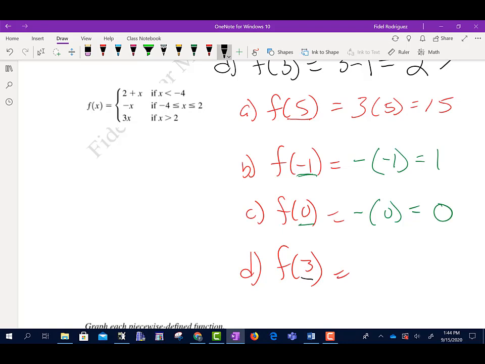Is 3 smaller than -4? No, it isn't. Is it between -4 and 2? No, it isn't. Is it bigger than 2? Yes, it is. So I'm going to use this part of the function, 3 times whatever number I have on the inside, which in this case is 3, and that gives me 9. Okay.